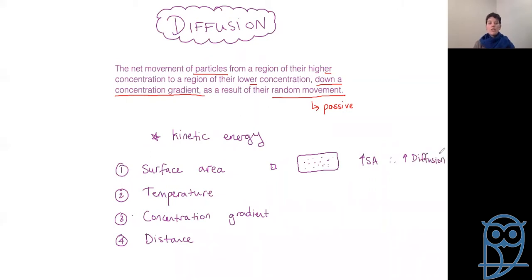When it comes to temperature, it's all about that kinetic energy. Remember that particles have a higher kinetic energy when they have a higher temperature. If you have more kinetic energy, you've got more movement going on, and therefore you're going to have more diffusion. So if we increase temperature, we're going to increase diffusion.